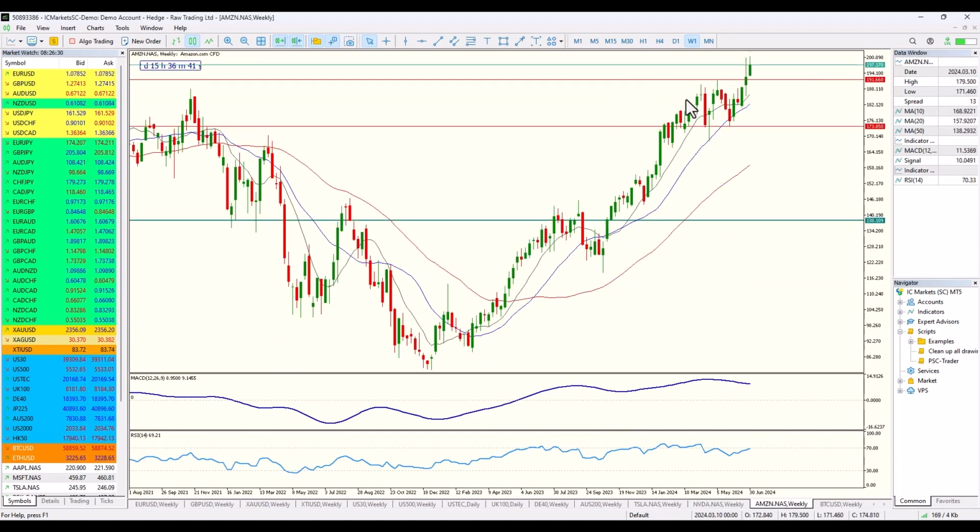Amazon. Amazon finding some good support here, going through a bit of a consolidation and a breakout to the upside. So again, also maintaining that bullishness.